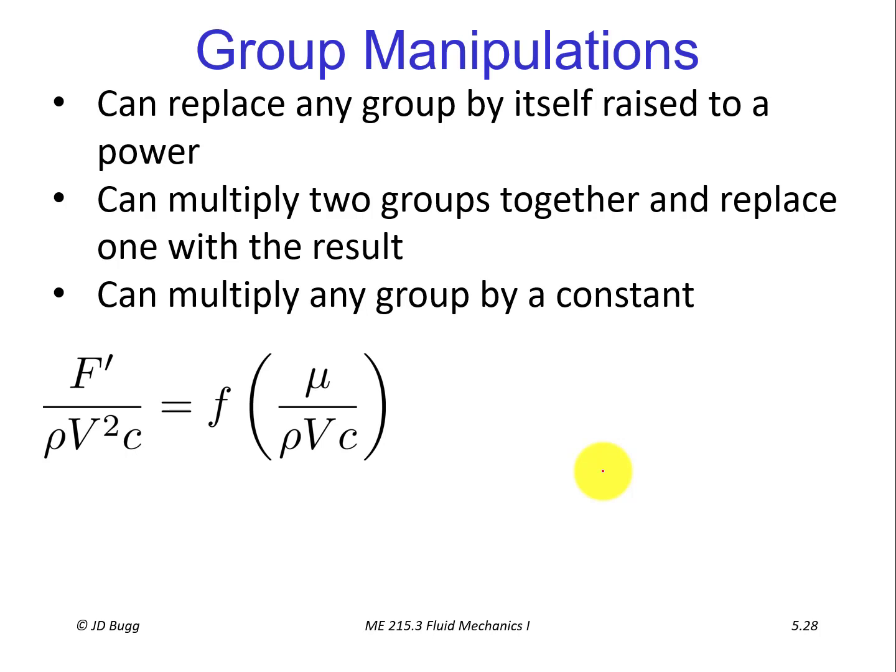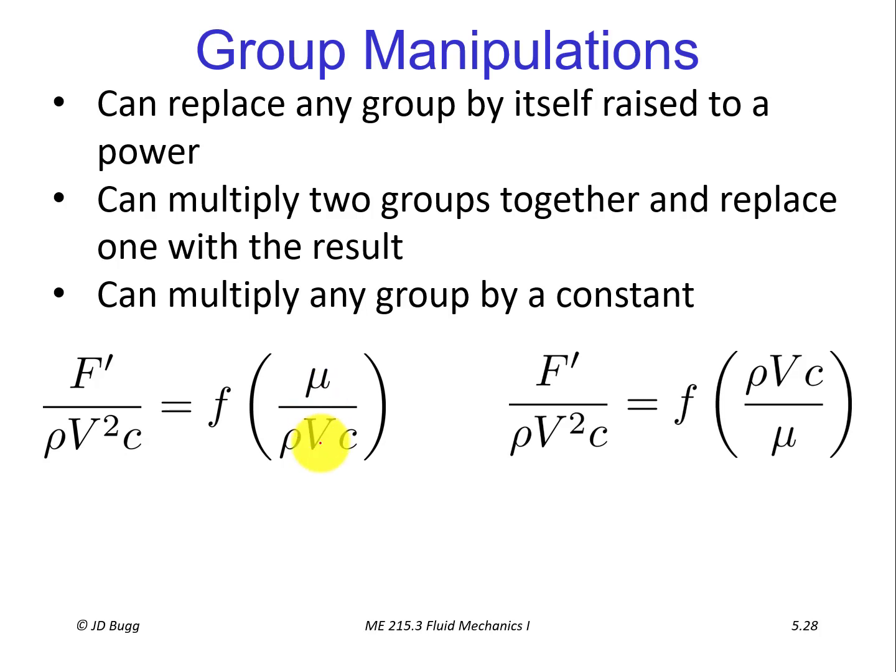We're going to apply a couple of these manipulations to get this into a more familiar form. The first thing we're going to do is invert this so that it is now a recognizable Reynolds number. Which one of the group manipulations did we use here? We can replace any group by that group raised to a power. I've taken this group, raised it to the power minus 1, in other words, inverted it. This is a more preferred version because this is now a Reynolds number, a quantity that's very familiar to people working in the field.